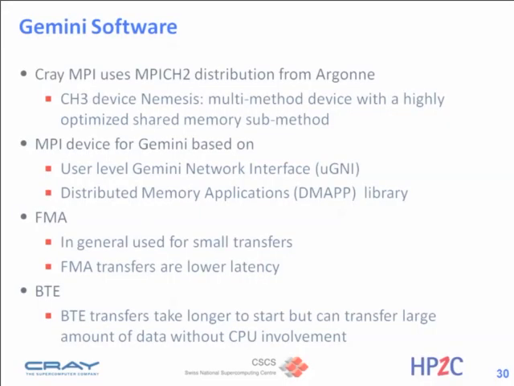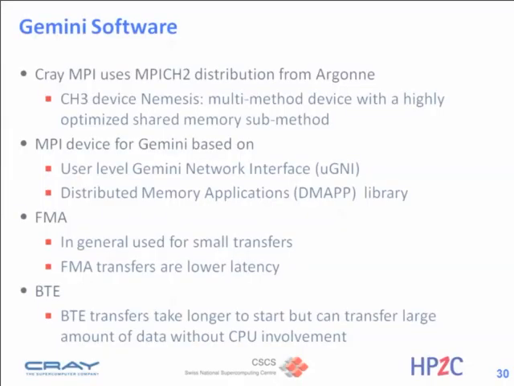Cray MPI is based on MPICH2 from Argonne. We are using the CH3 device Nemesis. Maybe it's too detailed for this. There are some components that implement the MPI.